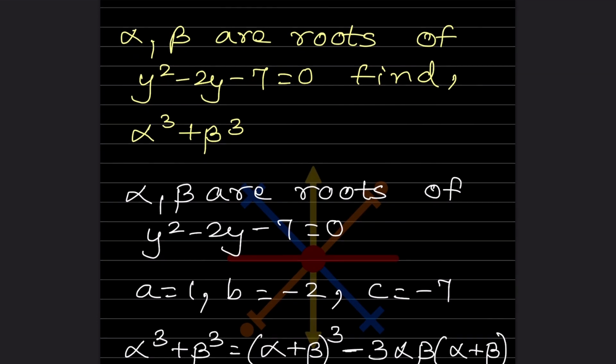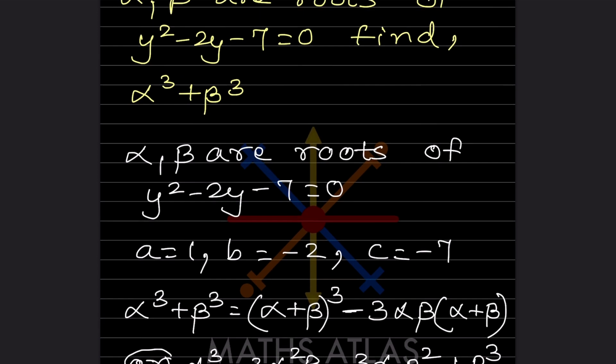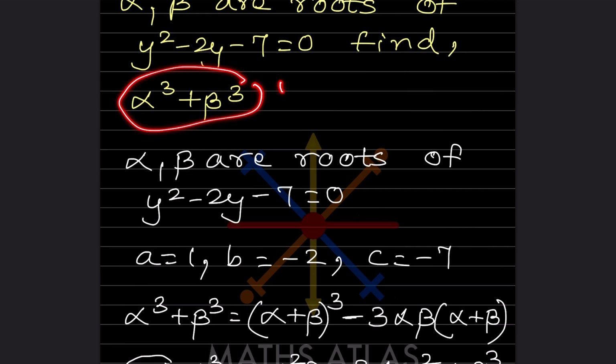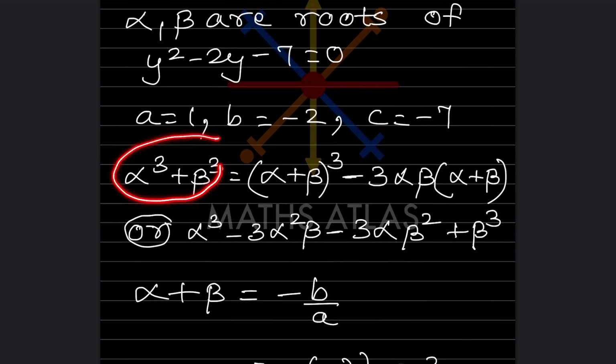Now here alpha beta are roots of y square, this is given. Find alpha cube plus beta cube. So alpha beta are roots of this equation, this is given. So here what is that? A is 1, b is minus 2, and c is minus 7. So here we have alpha cube plus beta cube. Again you have to remember this formula. This is the short form of the one, but actually the long form I'll show you how to do this one. So now first just remember this formula and note it down.